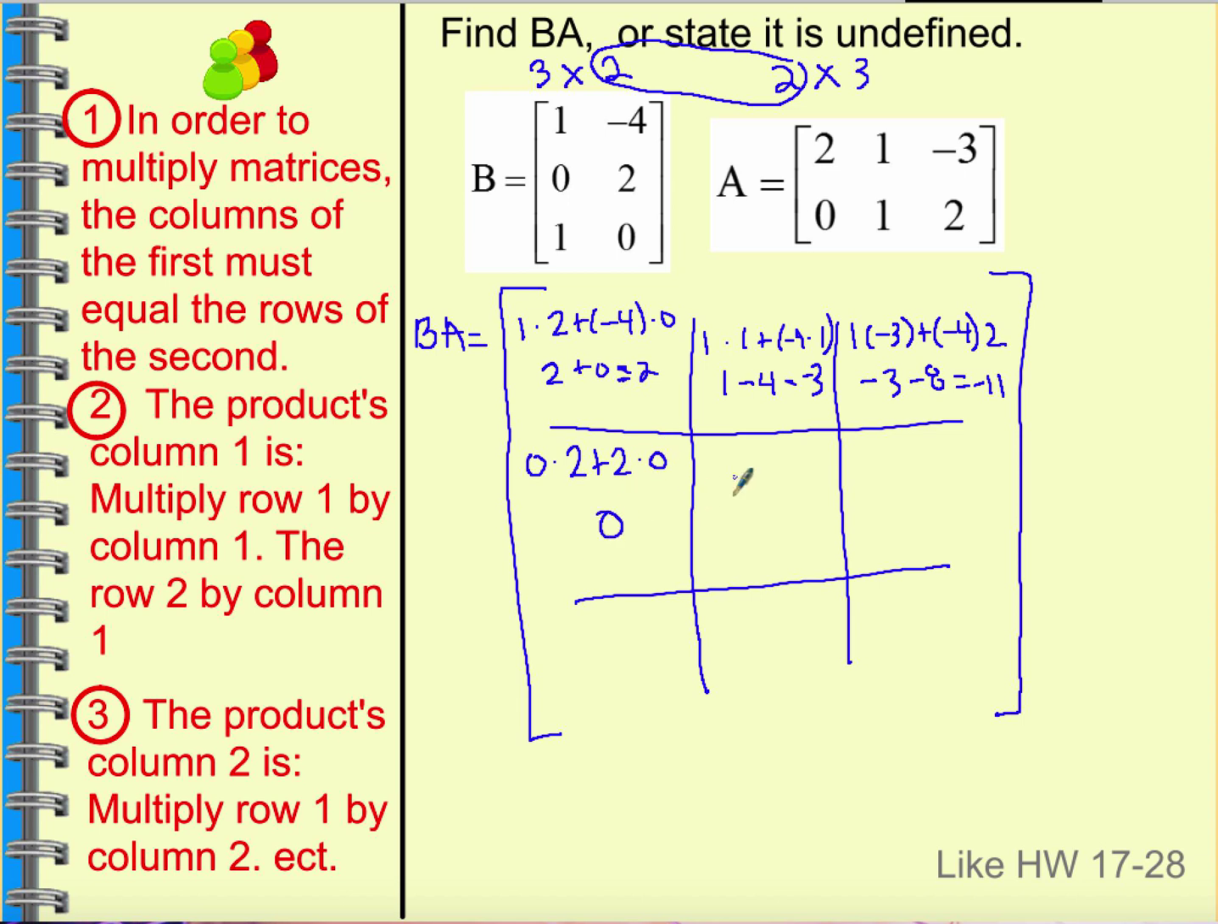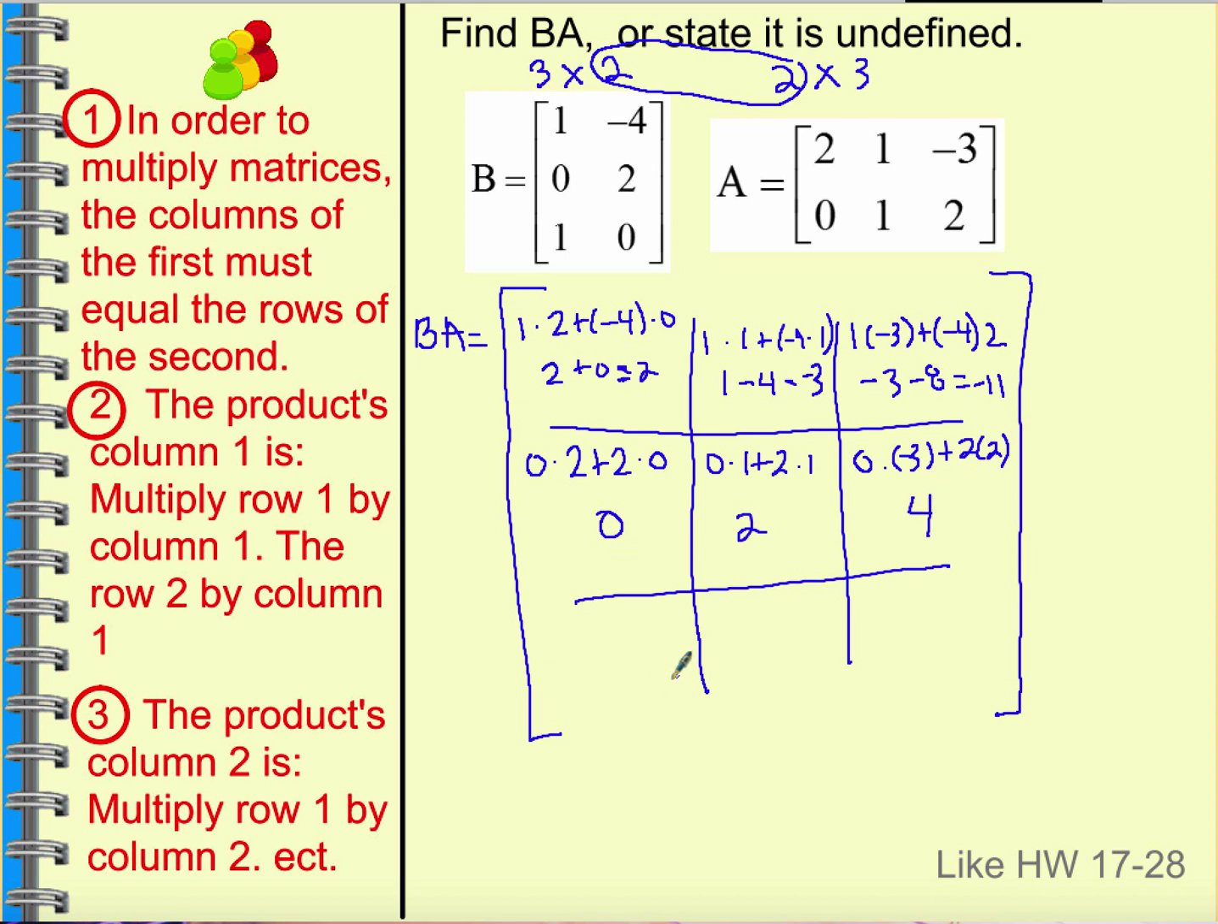That's 0. Moving on. 0 times 1 from my second column, because I'm in the second column now, plus 2 times 1 from my second column. And that's just going to give me 2. And now for the third column, this is going to give me 0 times negative 3 plus 2 times 2. That's 4.